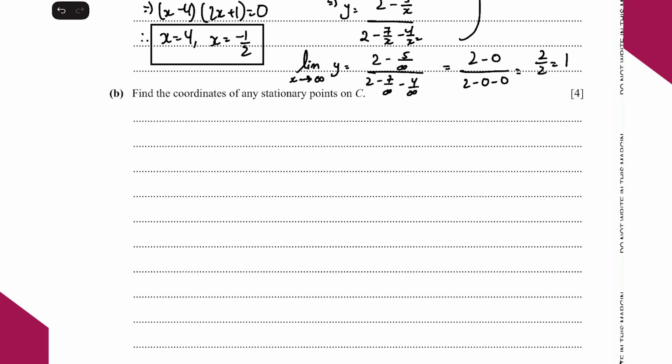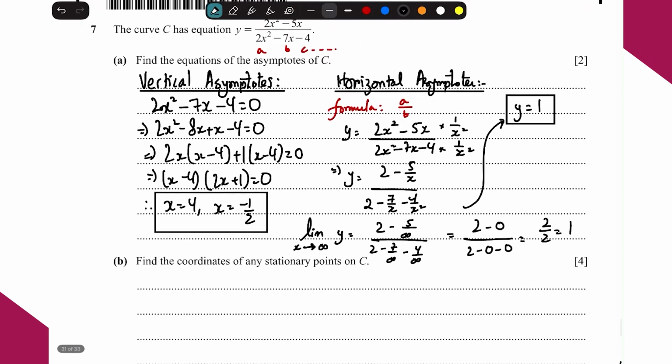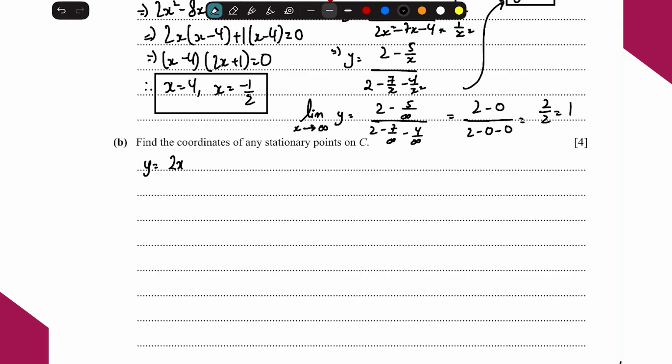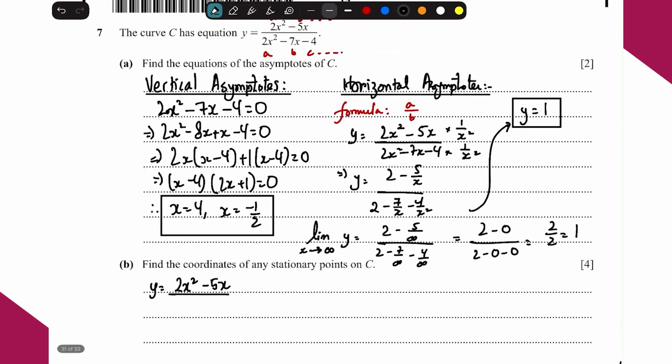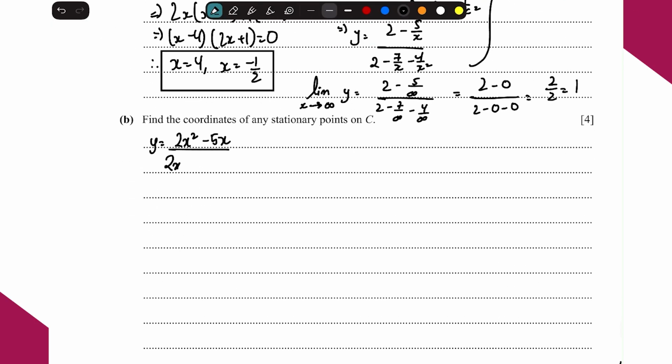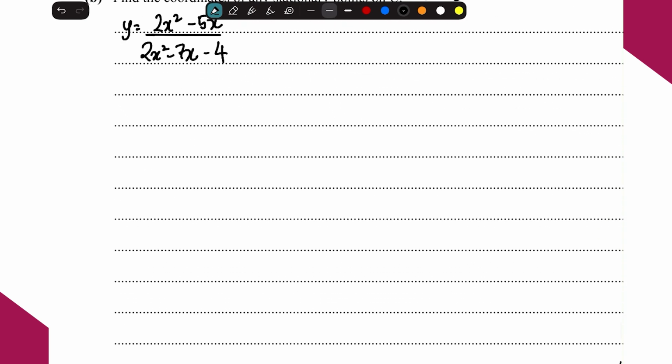Okay, so now this question, I don't think it's challenging, but they ask a bit more of it. We want to find the stationary points of C. So what we want to do is simply take the function. In this case, the function is y equal to 2x squared divided by 2x squared minus 4. For a stationary point, dy by dx is equal to 0.